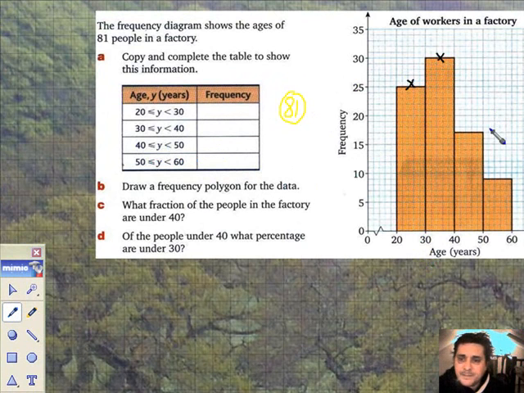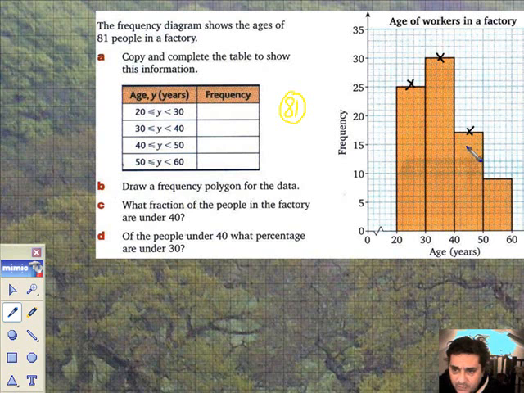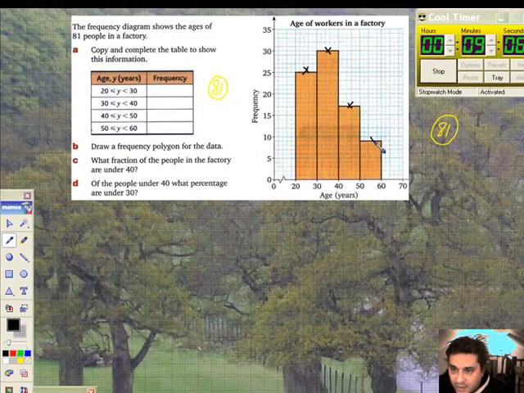Between 40 and 50, the frequency is, what's that? 15, 16 and 17. Put it right in the middle. And finally 50 to 60, midpoint's 55 along, and it's on 9.